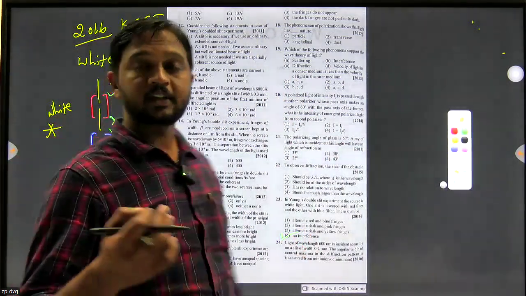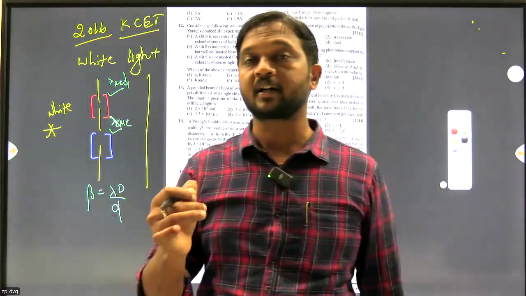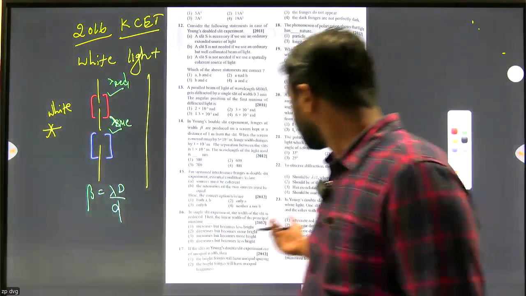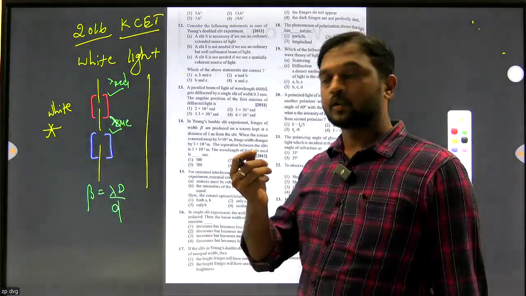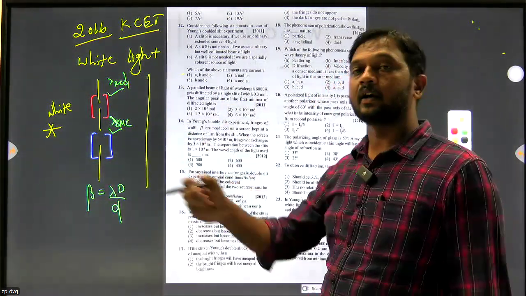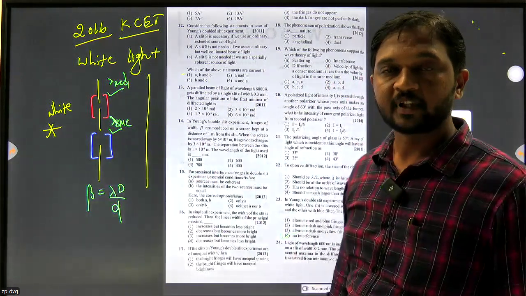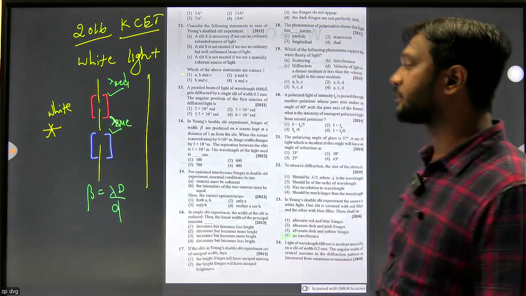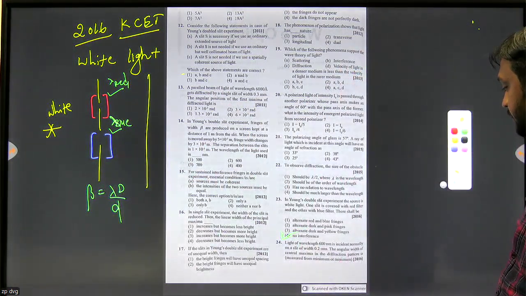So what are the conditions for a sustained interference pattern? I already told you: the two waves must have the same wavelength. Is it clear? So option 4 is the right answer: no interference.